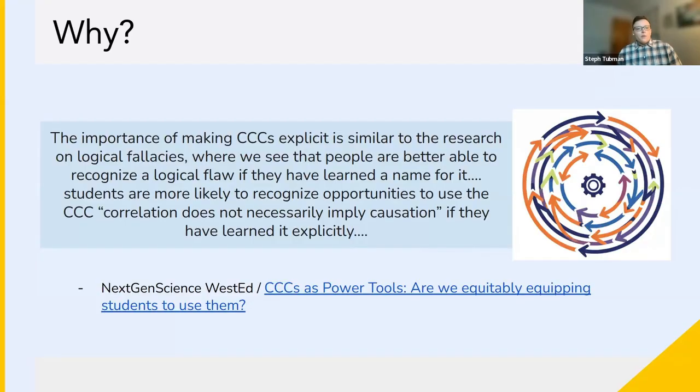So this quote speaks to that, and I'll just read it real quick because I think it has a really interesting, cool analogy. The importance of making CCCs explicit is similar to the research on logical fallacies, where we see that people are better able to recognize a logical flaw if they have learned a name for it. So students are more likely to recognize opportunities to use the CCC. For example, correlation does not necessarily imply causation if they have learned explicitly that that's a concept.